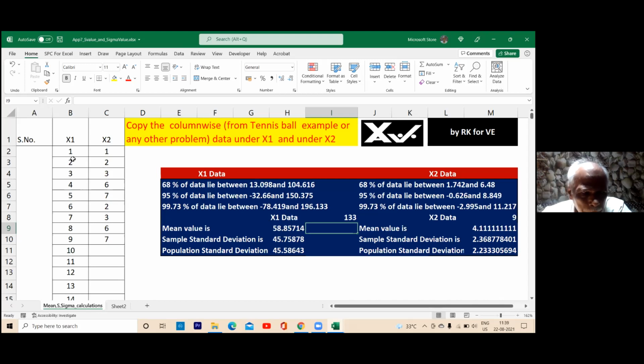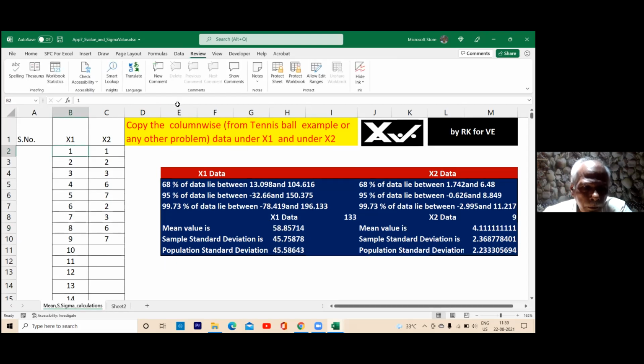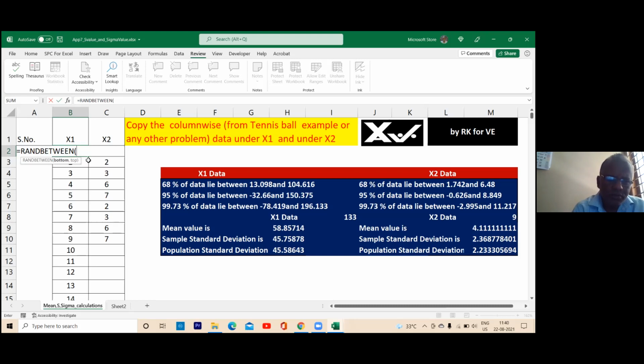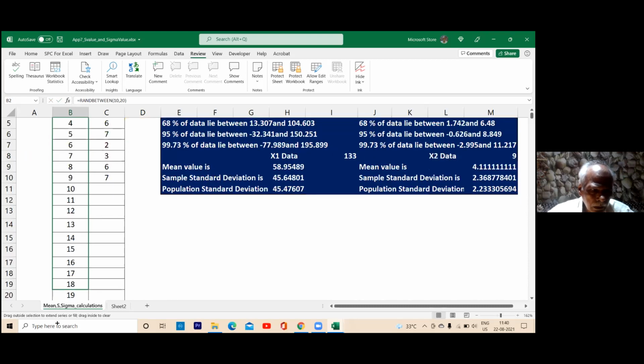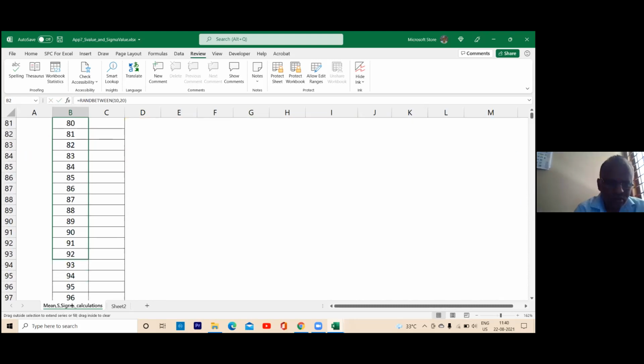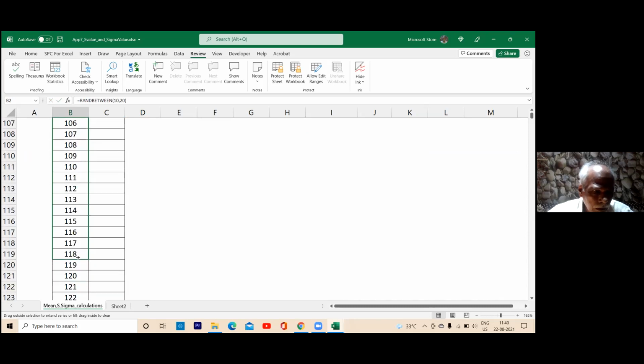I have already got the data. What I will do is, okay, it is not protected, so I can put it. I'll select a random number, RANDBETWEEN. Random number between what two values? Tell me any two values. 10 to 20, between 10 to 20. Okay. I'll put 10 to 20. Then I'm just copying it. How many data do you want? 50. Okay, 100. 50 data. Okay, 100.